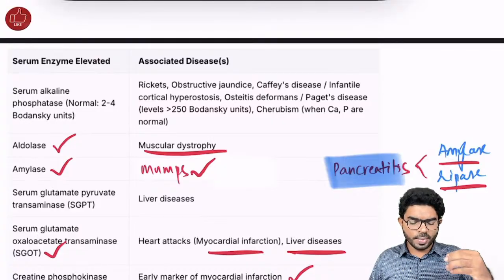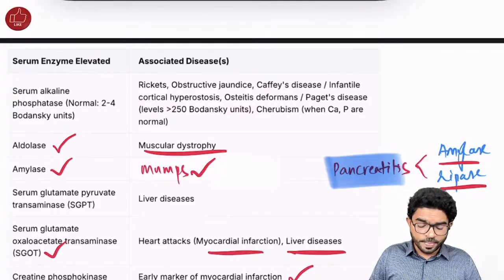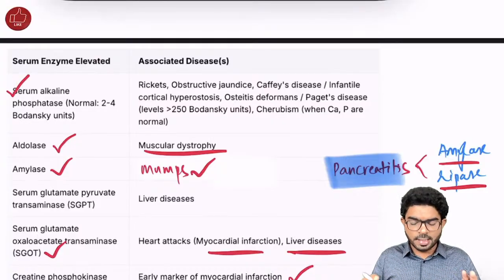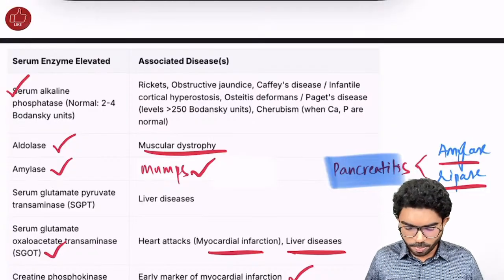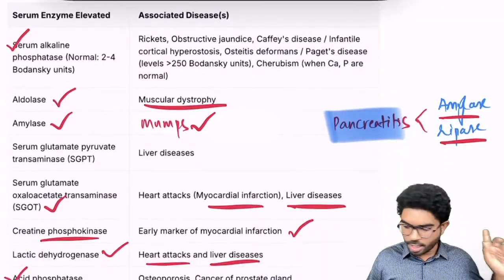Apart from this, serum alkaline phosphatase and acid phosphatase. So all these are very, very important from the examination point of view. Okay, I hope you guys are done with this.